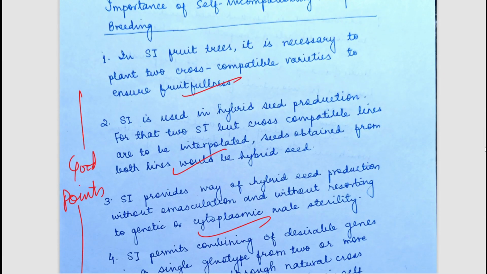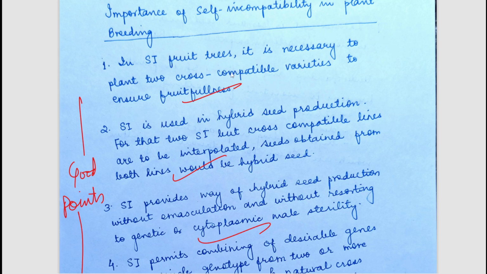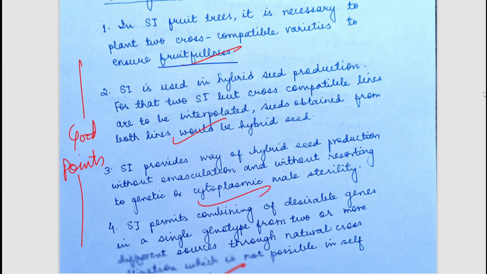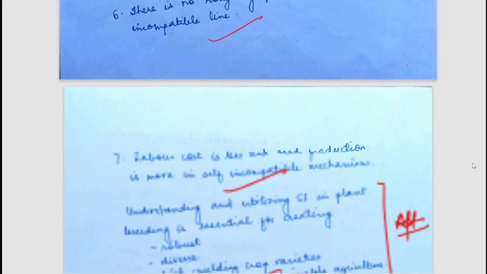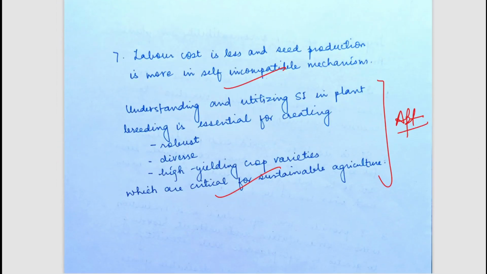Now, what is its importance? It is used to ensure fruitfulness in fruit trees. It is used in seed production, hybrid seed production, obviously similar types of points. So very well written answer. You can pause and read it, and again appropriately concluded. Now let's move to the next question.